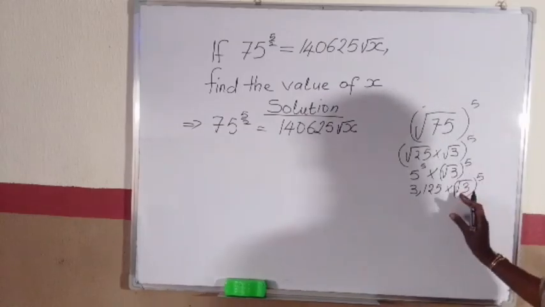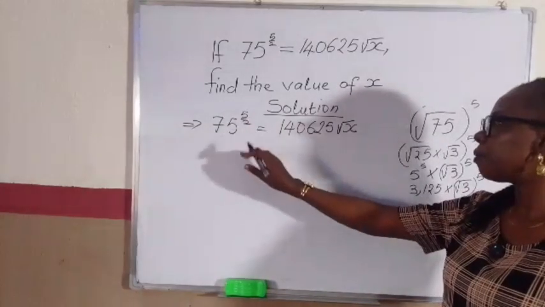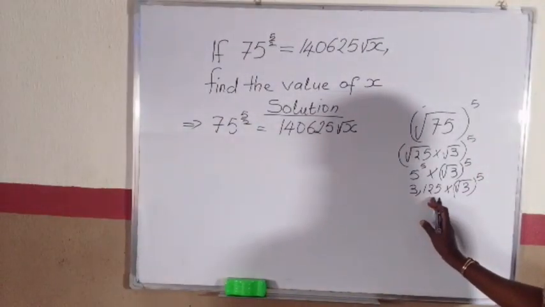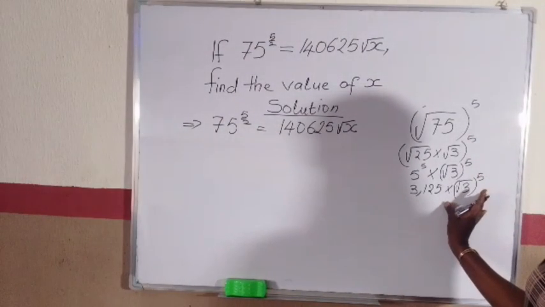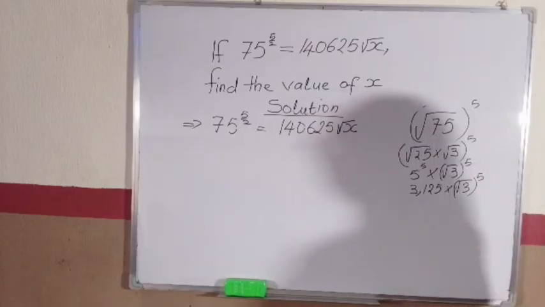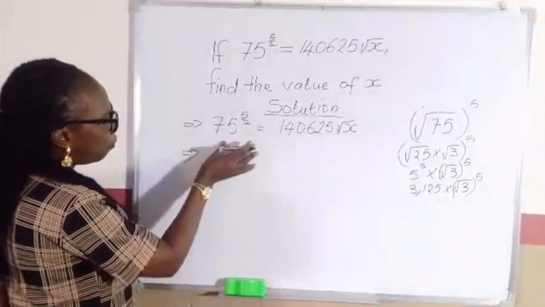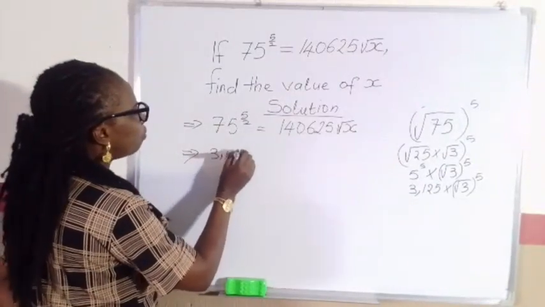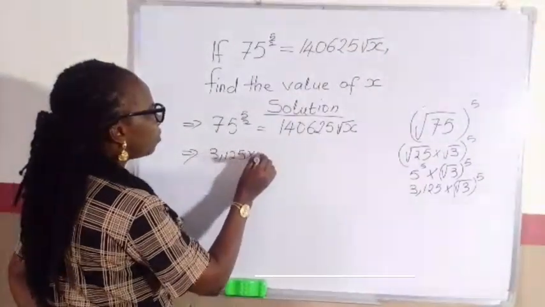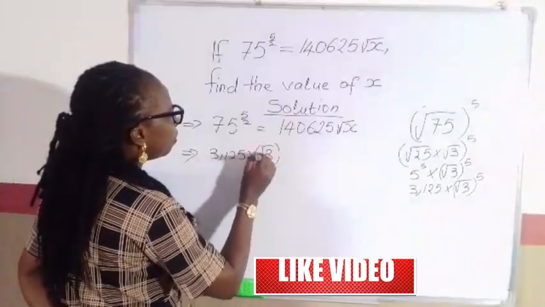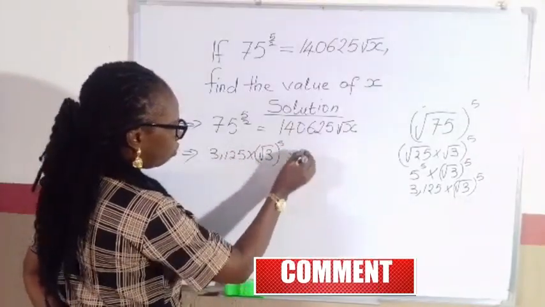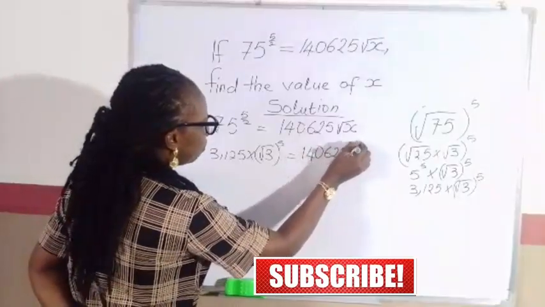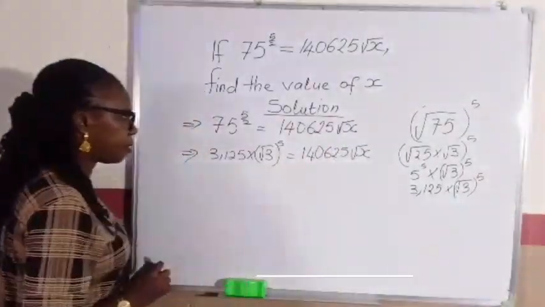Now from this evaluation, 75 raised to the power 5 over 2 is the same thing as 3,125 times square root of 3 raised to the power 5. The problem given is now 3,125 times square root of 3 raised to the power 5 is equal to 140,625 square root of x.